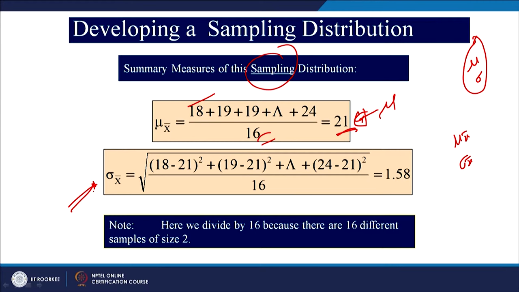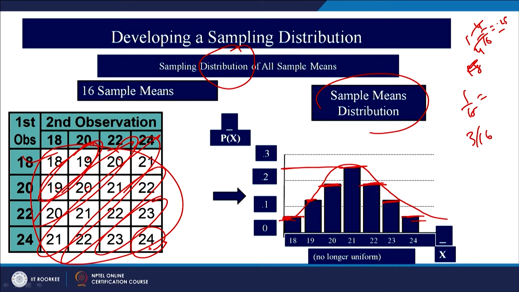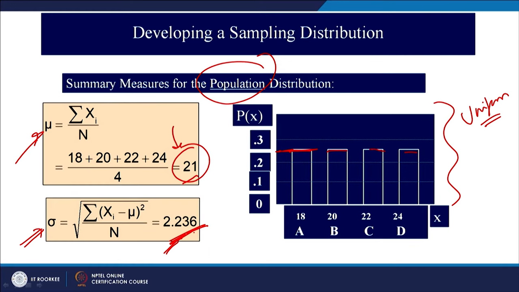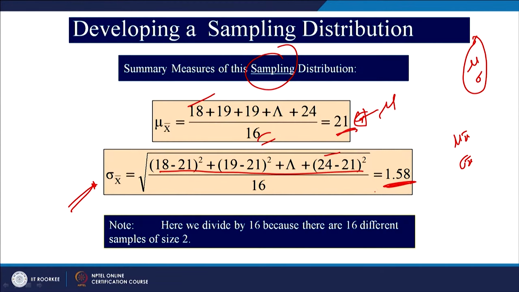But if you look at the standard deviation of the sampling distribution, then this is 18 minus 21, where 21 is the mean, whole square. So you just keep on doing this calculation for your 16 observations. The last one was 24. So 18 minus 21 whole square, 19 minus 21 whole square, 19 minus 21 whole square and so on. Finally, you will get 1.58. What was the standard deviation earlier? It was 2.23, now it has come down to 1.58.